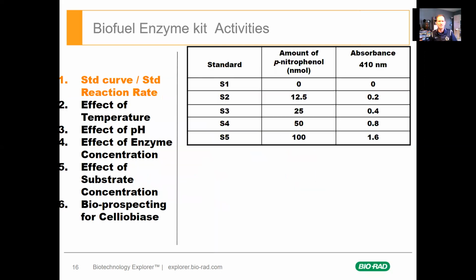So here are the activities. The first one, you're going to measure the absorbance at 410 nanometers. I'll show you how to do that in class. This isn't something I can just teach you. But we're going to make some solutions with known amounts of paranitrophenol, all the same volume. We're going to measure how much light is absorbed at 410 nanometers.